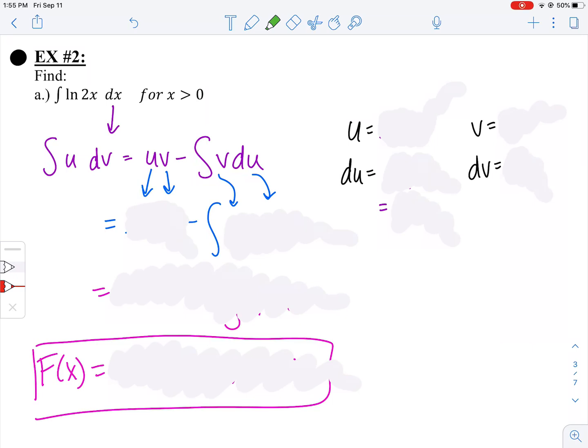Here's example 2 from 16.1. Let's do another problem where we're going to use integration by parts. You might notice on this first one it asks us to integrate the natural log of 2x. So this 2x is kind of attached to that natural log. We want to find the natural log of 2x dx.